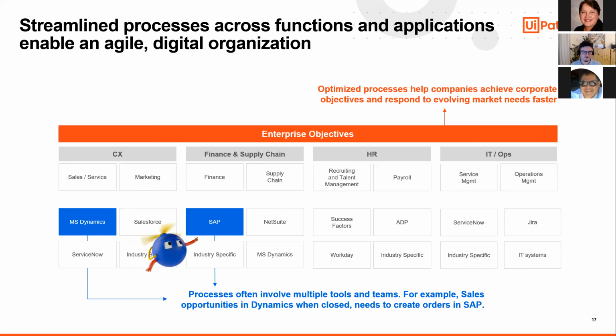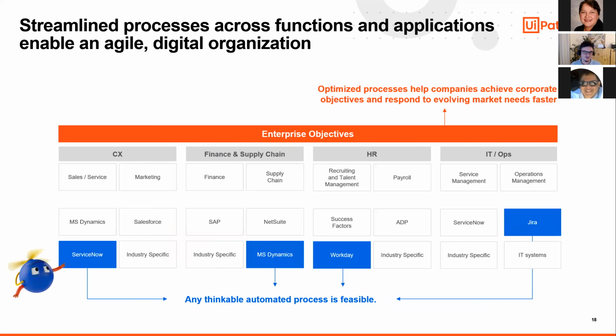But of course, you could also let a robot do this, logging into Dynamics and pushing data into the SAP system, making sure that a robot does it right. And of course, this applies also to any thinkable automated process. For instance, if something starts in ServiceNow, it goes to Dynamics, into Workday until it lands in Jira.